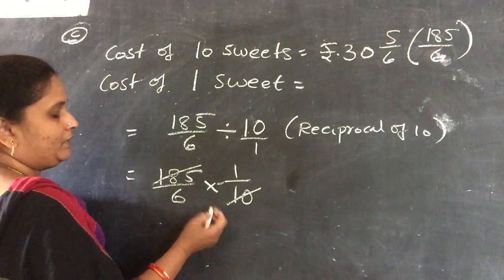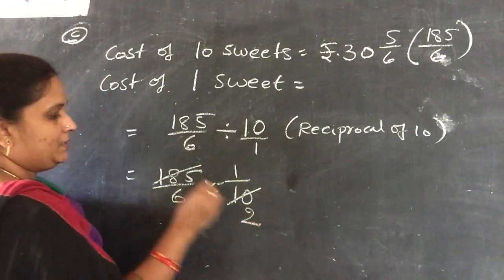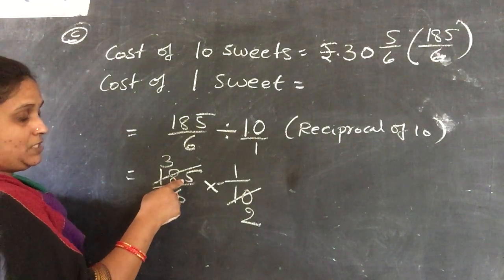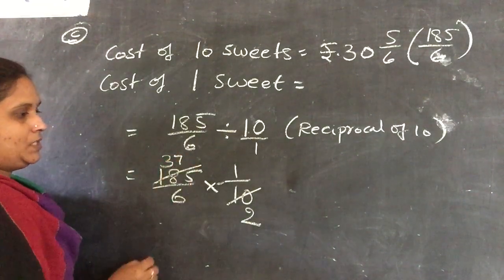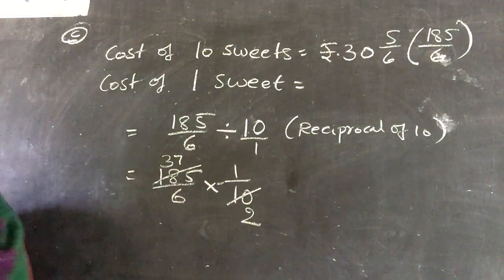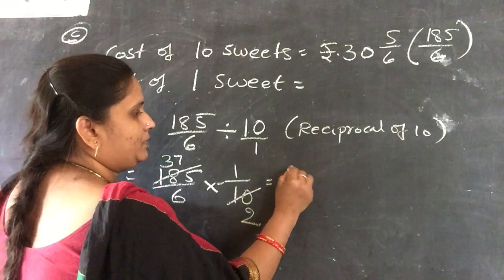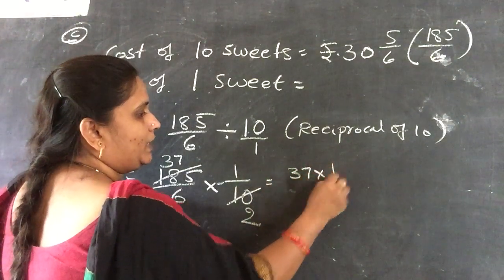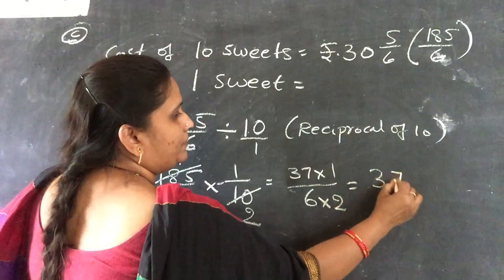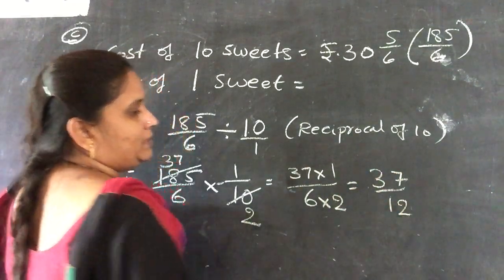Five table you can take, children. 5 2s are 10, 5 3s are 15 plus 1 is 16, 3 is 35, 7. Still, will any number be divided here? No, any number is not divided. So what you have to do? 37 into 1 by 6 into 2. 37 by 6 2s are 12.